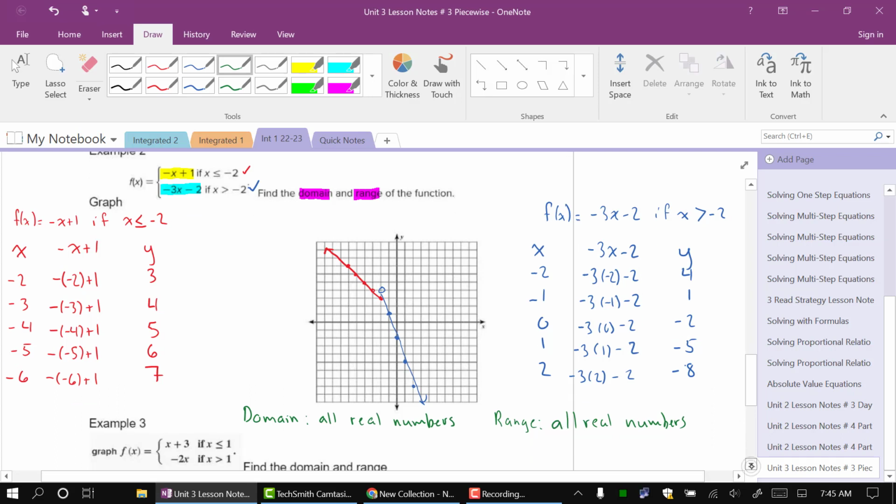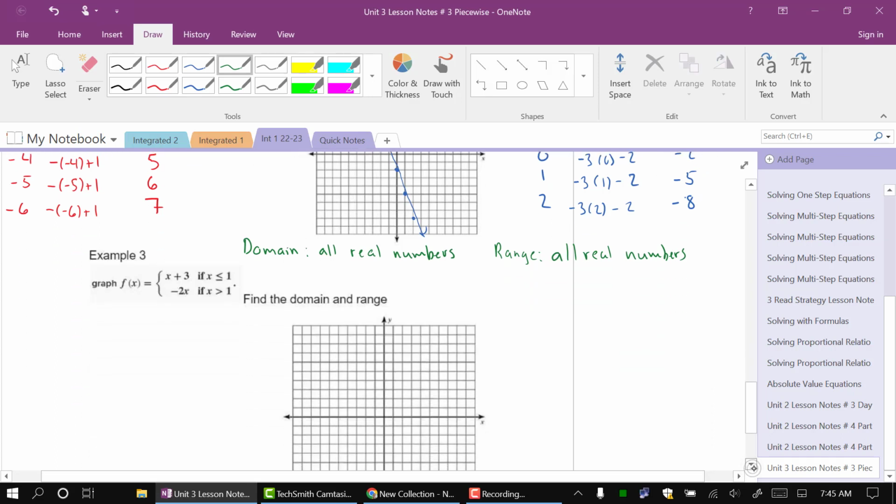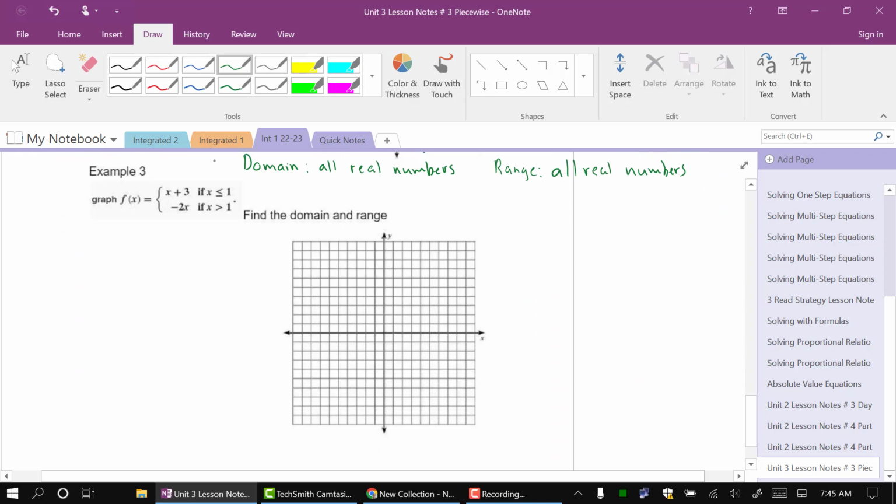Let's take a look at our last example. If you want to try this on your own, you can go ahead and pause the video, give it a try, and then you can start the video afterwards to see how well you did. If not, you can continue along with me. So let's go ahead and take a look at the last one. So again, I have two different functions.